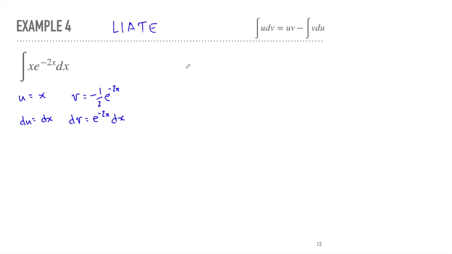Using the formula, meron tayo ngayon u times v. So, u times v will be negative x over 2 times e to the negative 2x minus integral daw ng v times du. So, negative 1/2 e to the minus 2x dx. Okay na to. Wala na tayong gagawin dyan. Copy na lang natin.